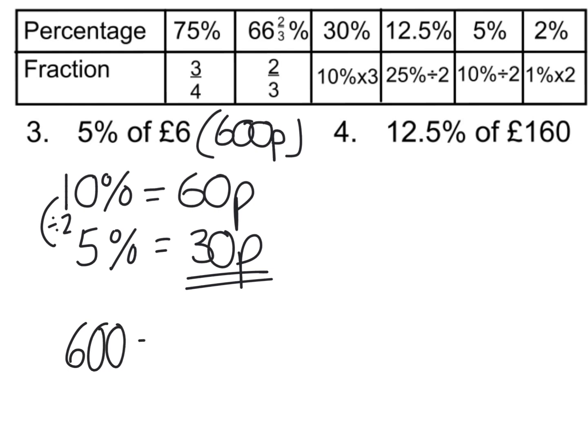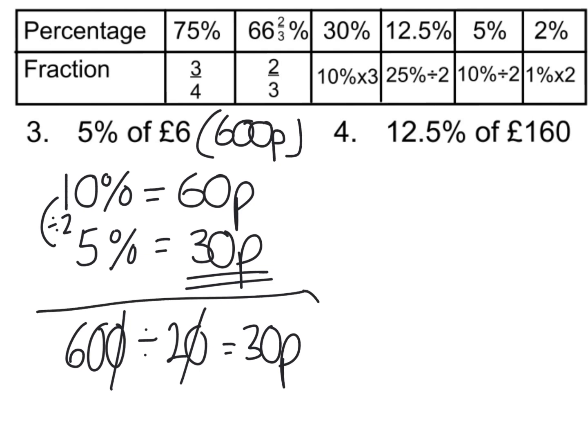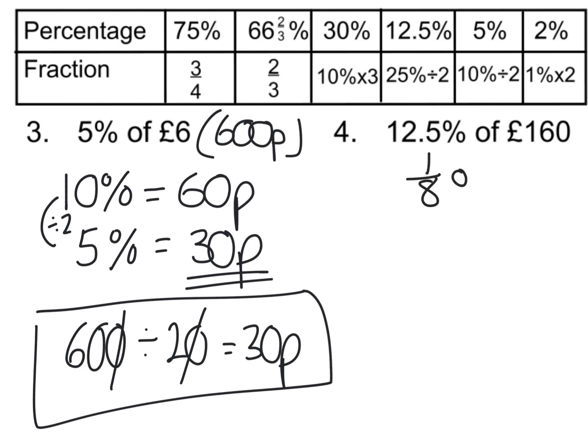Alternatively, turning into 600p, dividing it by 20, cancel out your zeros, still gets you 30p, but I don't know if I prefer that way or not. I really like the 10% and half it. Then I've got my 12.5% one. So if you can go, oh, that is 1/8. And that works brilliant if you remember it's an eighth and it's a number that divides nicely by 8. I can clearly see that 16 divided by 8 is 2 with a 0, so it's 20 in this case.